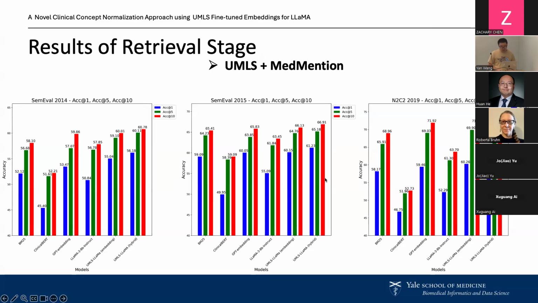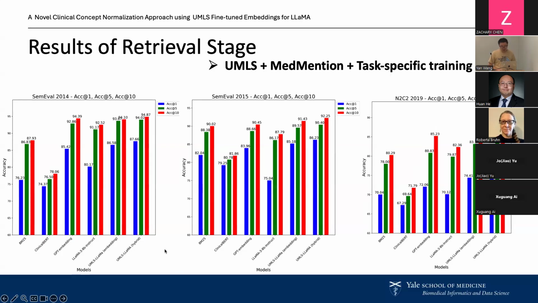After combining the UMLS with the mention dataset to build a new indexing library, the performance of all methods improved slightly compared to the UMLS-only indexing library. However, the ranking of the different methods' performance remained unchanged. BM25 achieved above-average performance. Clinical BERT still obtained the worst retrieval performance among all methods. The performance of the GPT embedder is close to that of the fine-tuned UMLS-LLaMA model.